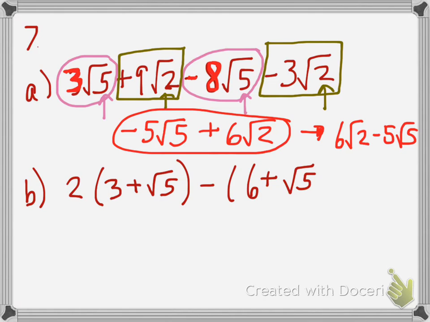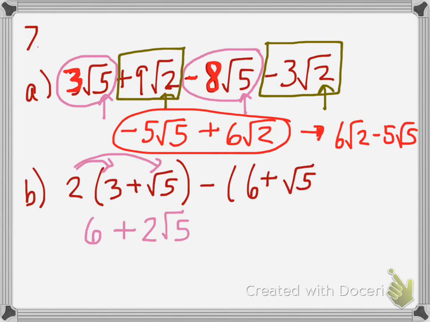For part B, I have a number outside of parentheses, so that implies that I'm going to be applying the distributive property. I'm going to be distributing this 2 to both terms on the inside through multiplication. So 2 times 3 is 6, and 2 times root 5. If you have a whole number and a root, those are opposites of each other, so when you multiply them, you can't combine them. You just write them next to each other. So 2 times root 5 is 2 root 5.